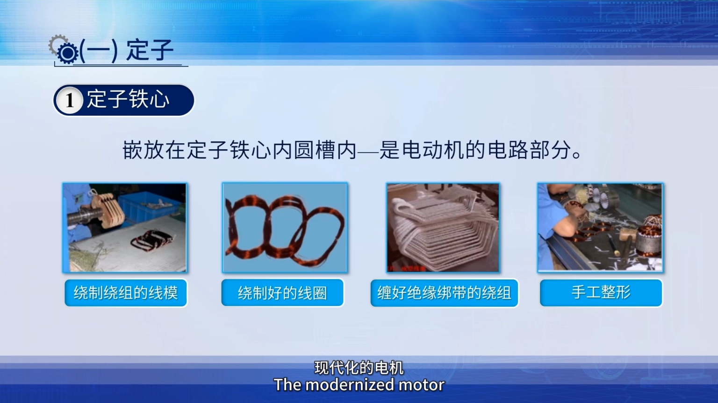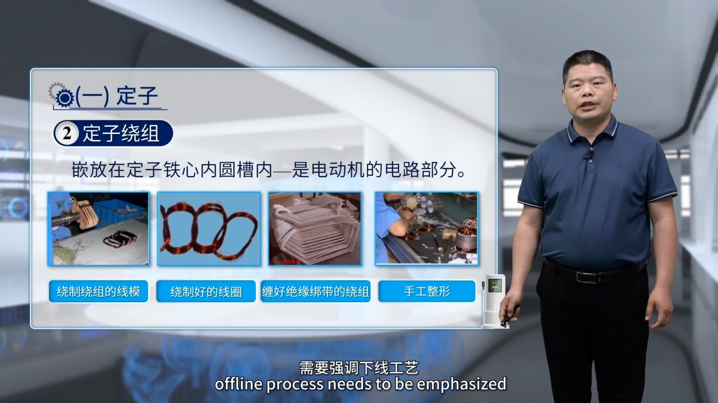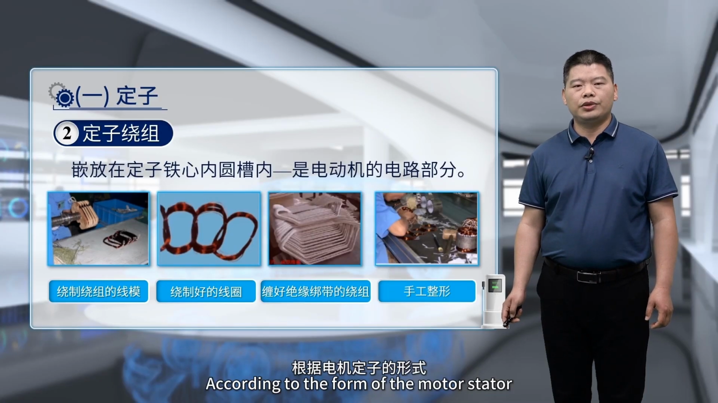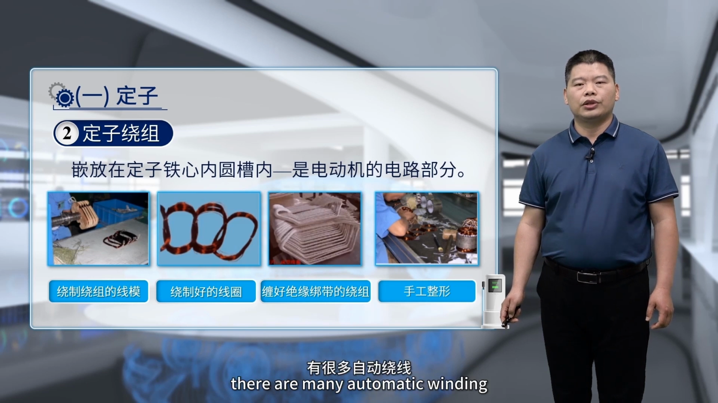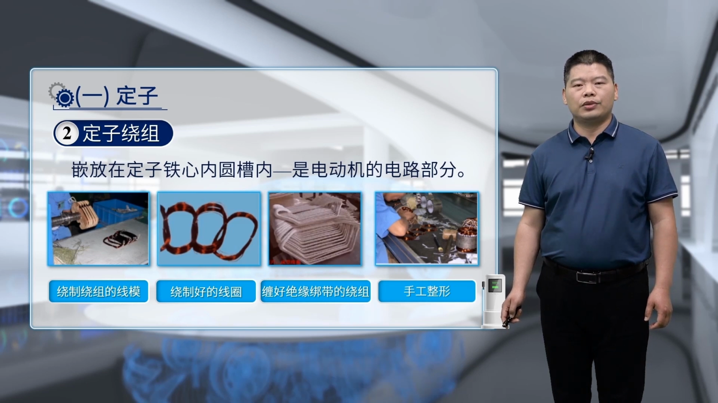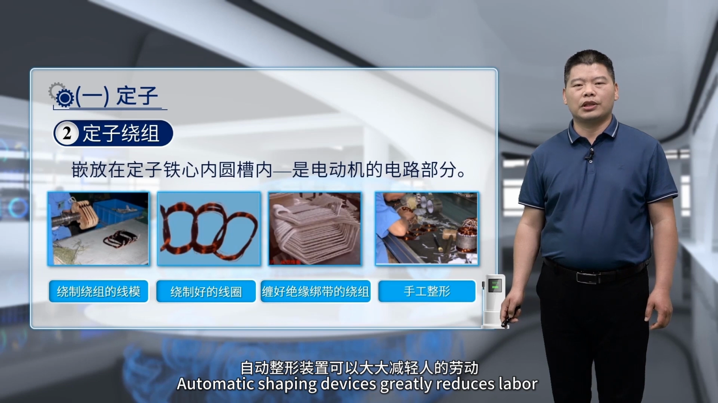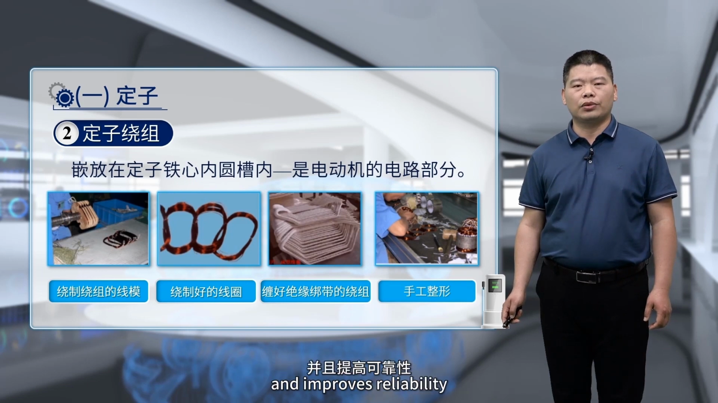The modernized motor offline process needs to be emphasized. According to the form of the motor stator, there are many automatic winding and automatic offloading. Automatic shaping devices greatly reduce labor and improve reliability.